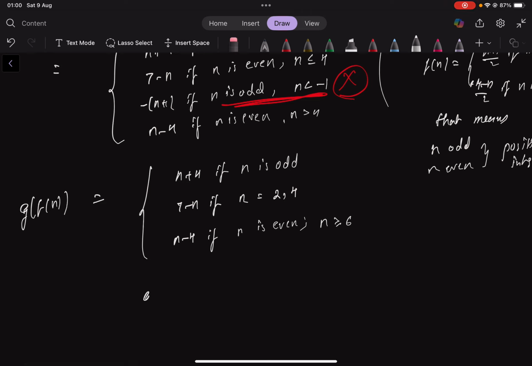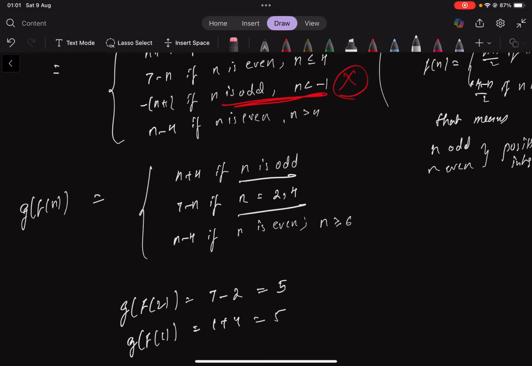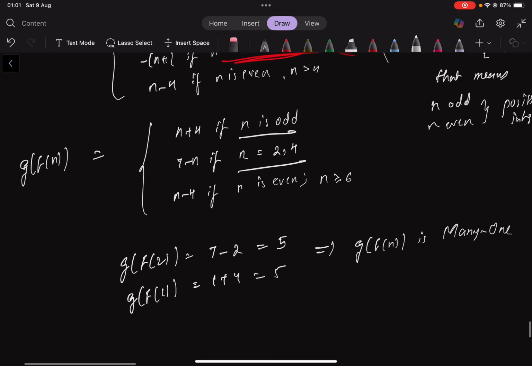Now let's consider two values. For n odd we have n plus 4, and for n is 2, 4 we have 7 minus n. Suppose we find the value of g of f of 2: g of f of 2 is nothing but 7 minus 2, which is 5. And similarly g of f of 1, 1 being an odd number, g of f of 1 will be 1 plus 4, which is also 5. So for two different values in the domain we are getting the same value. That means g of f of n is many-one, which means it's not one-one.